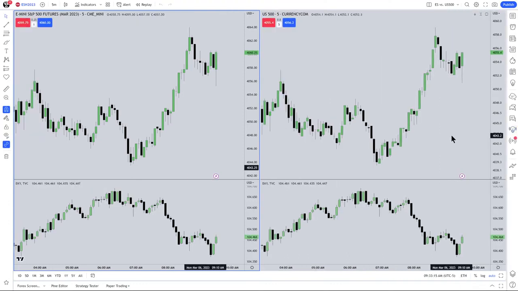And periodically, I'll toggle through these charts. On the right-hand side, that's the U.S. cash. It's a CFD. You can't trade those in the United States. And then on the left-hand side is the March contract for ES. So I'm looking at the relationship between the lows here on dollar, watching to see if we can get that higher high on ES.